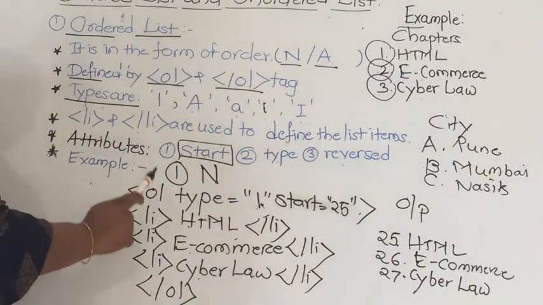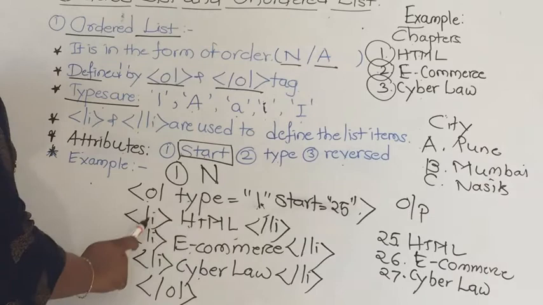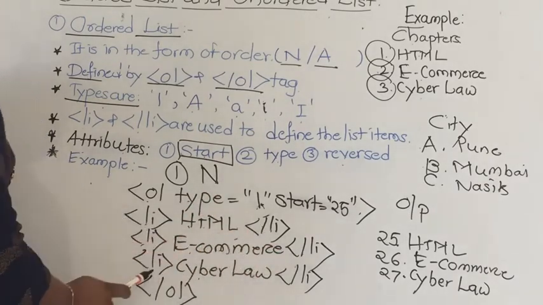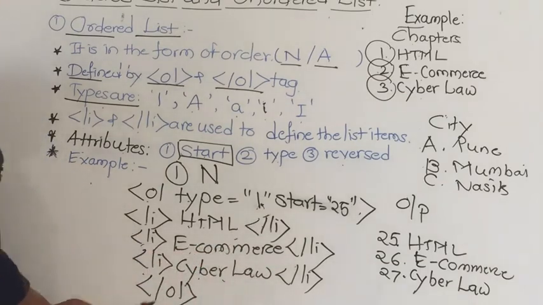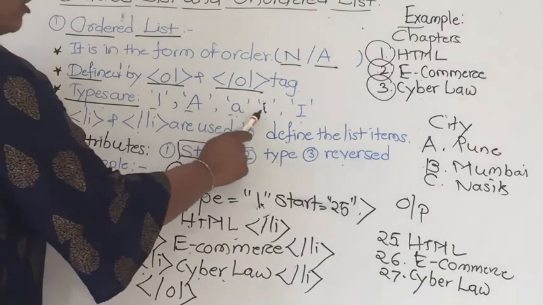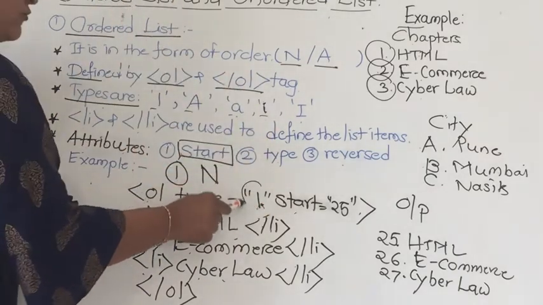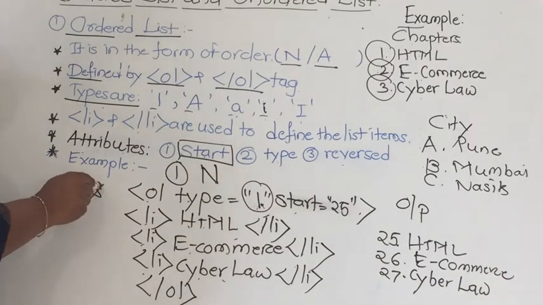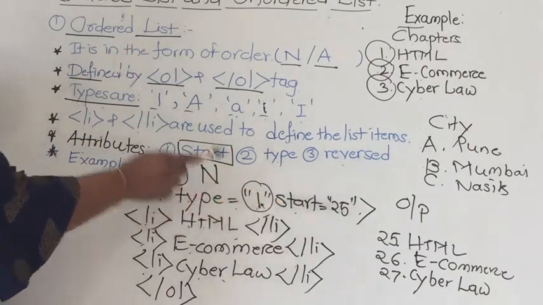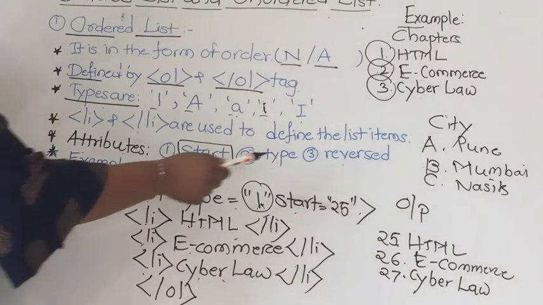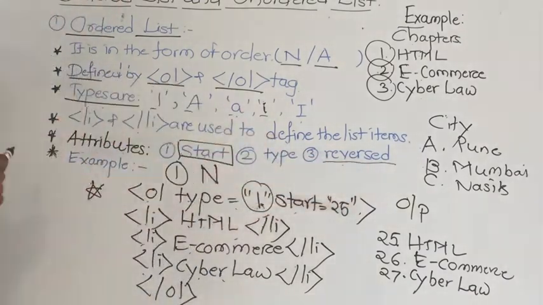And the example is OL type is 1, LI HTML /LI, LI e-commerce /LI, and LI cyber law /LI, and then close it with /OL. So you can define any of these types. Start attribute is only used for numbers. A very important thing, the start attribute is only used for numbers. It is never used for alphabets. And the reversed attribute is used to display your list in the reverse order.